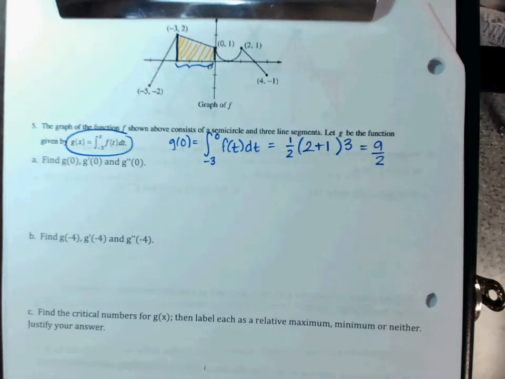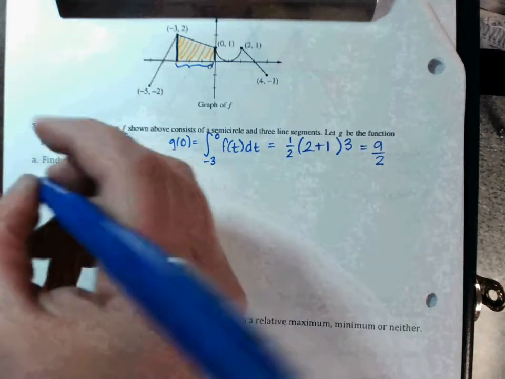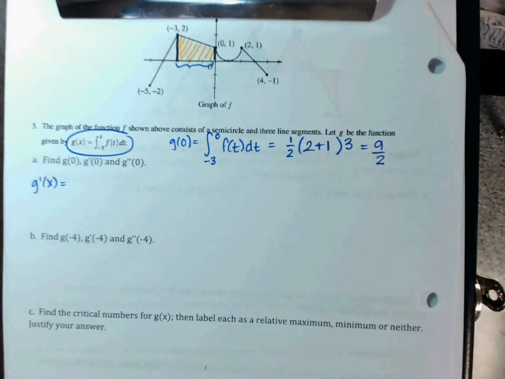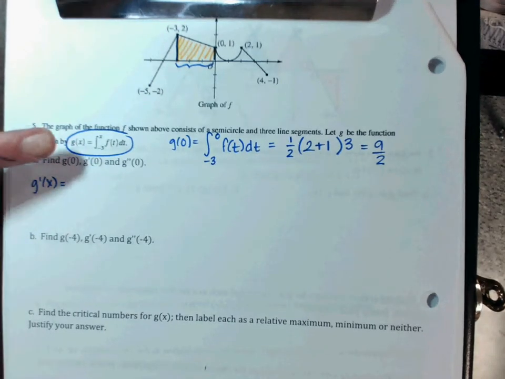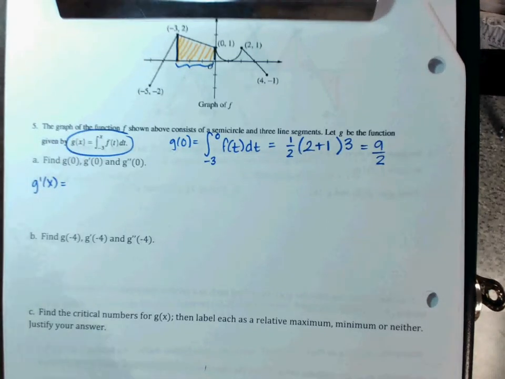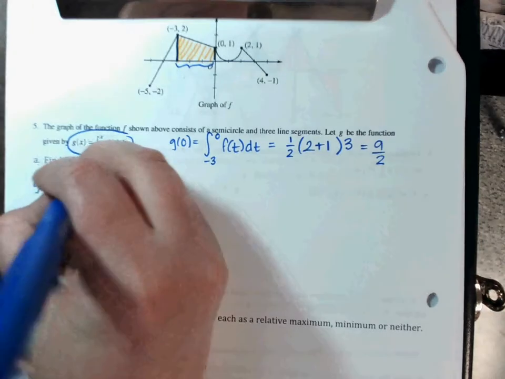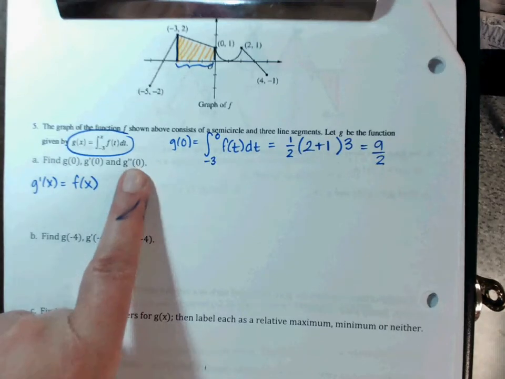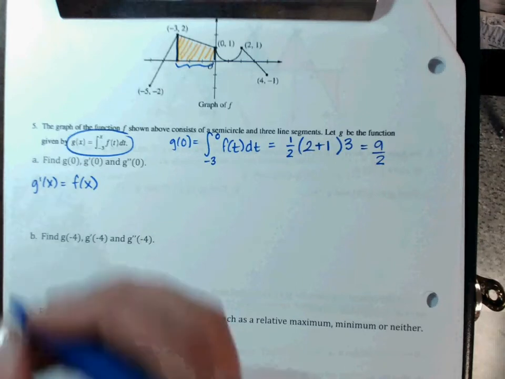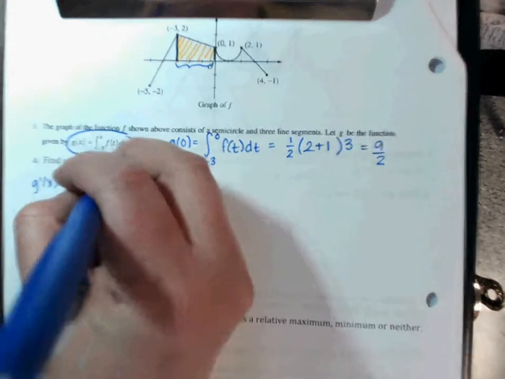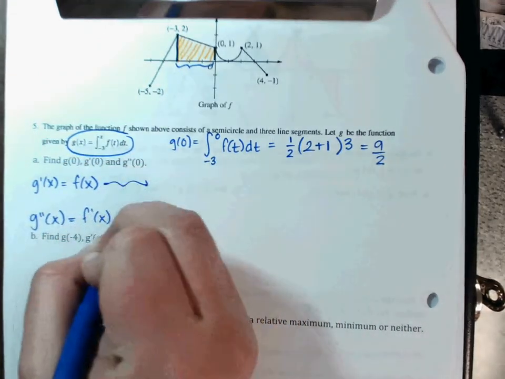Okay, next I'm asked to find G prime of 0. So to find G prime of 0, I need to find G prime of X. This is what we learned yesterday on the front page of your notes. When you take the derivative of an integral, what do you get? F of X. Very good. And remember that F of X is what's in my graph. Okay, now, just anticipating that we're going to have to find G double prime, what is G double prime going to be? F prime. Okay? So now let's find those.